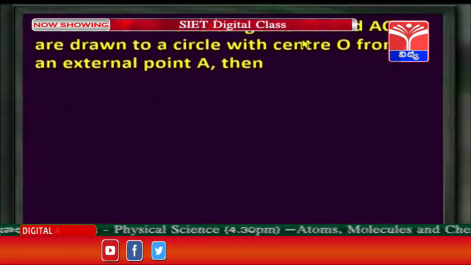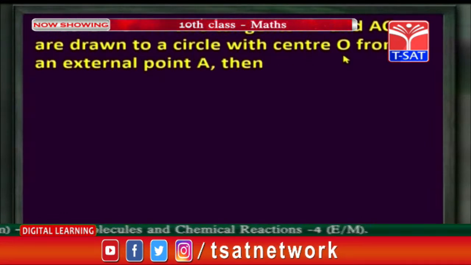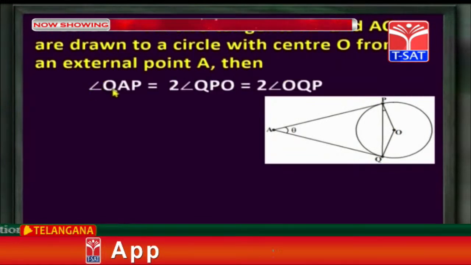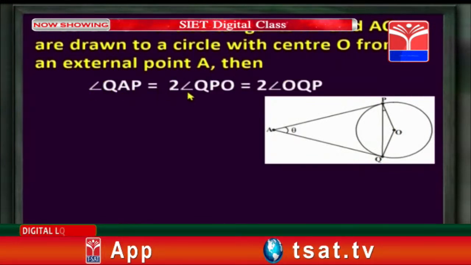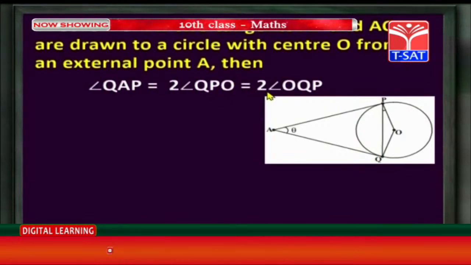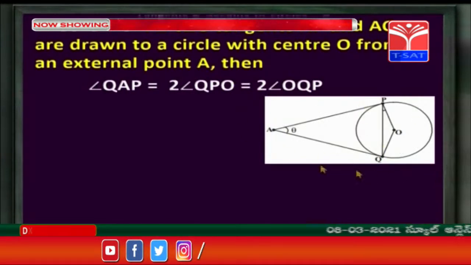Now, let us see theorem number 3. If two tangents AP and AQ are drawn to a circle with center O from an external point A, then angle QAP is equal to 2 angle QPO, or else is equal to 2 times angle OQP. Just observe the figure, students.